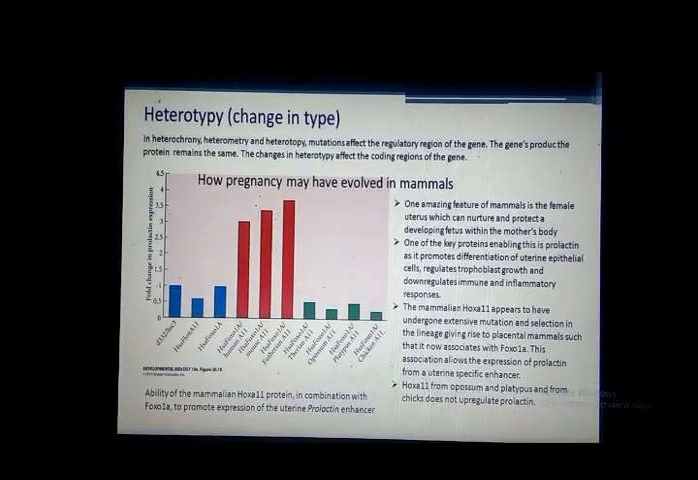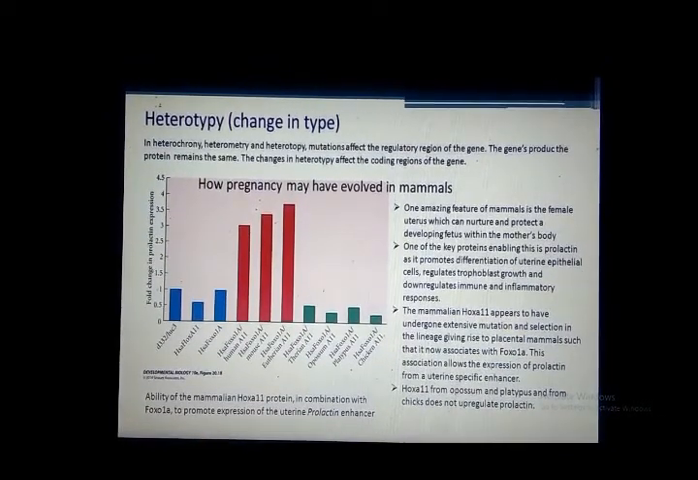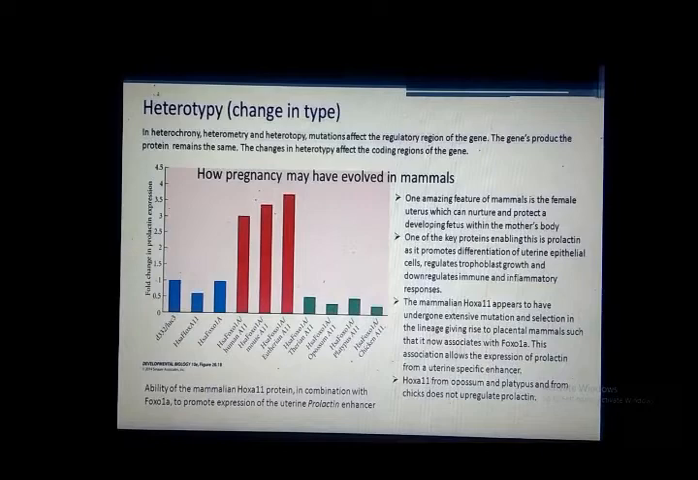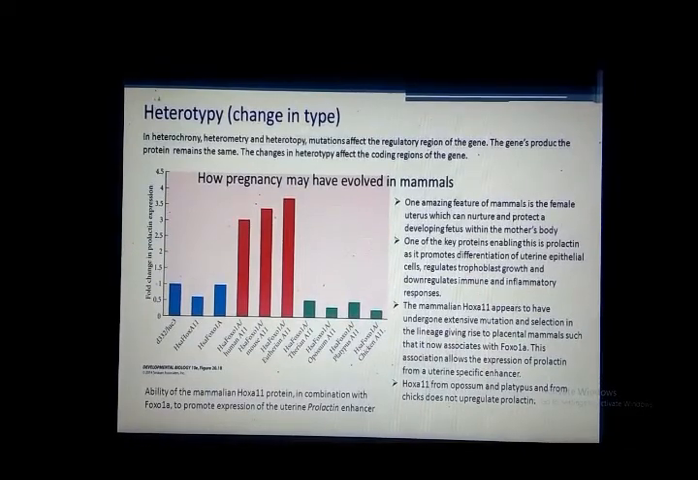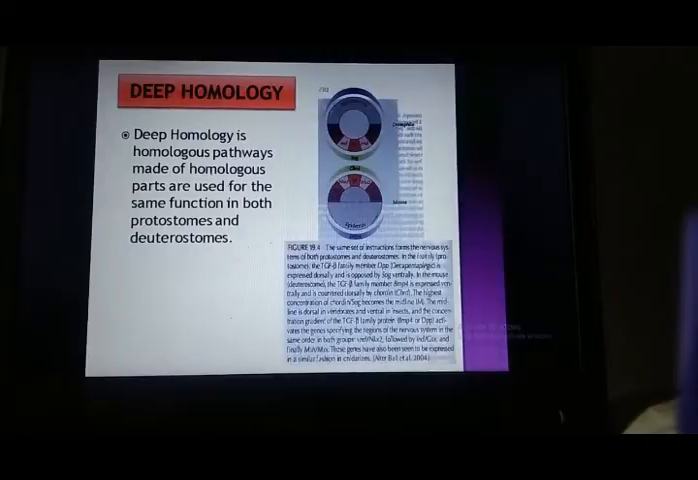Okay, I think I'll explain until this. The next explanation will be given by my partner Vera. This occurs in Drosophila and mouse. Okay, the explanation we can see.